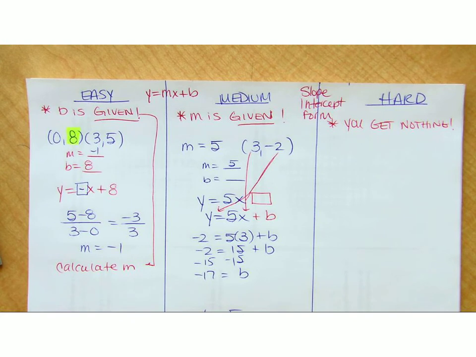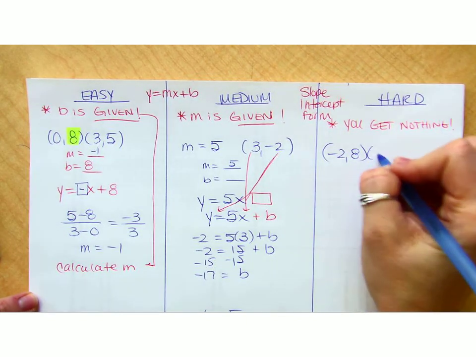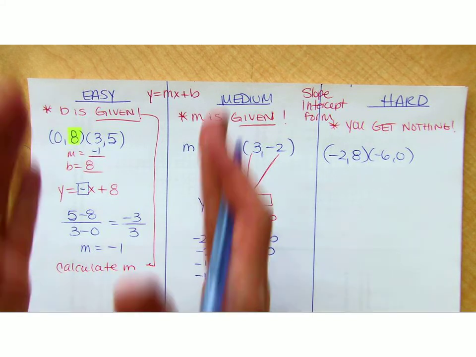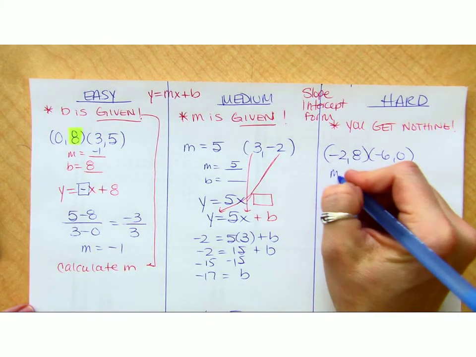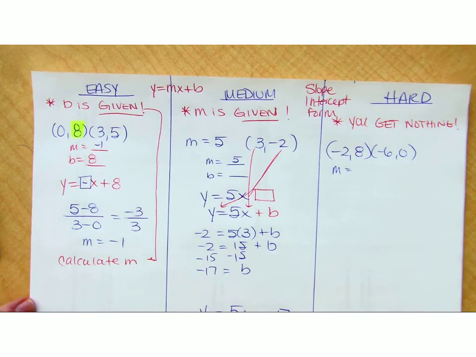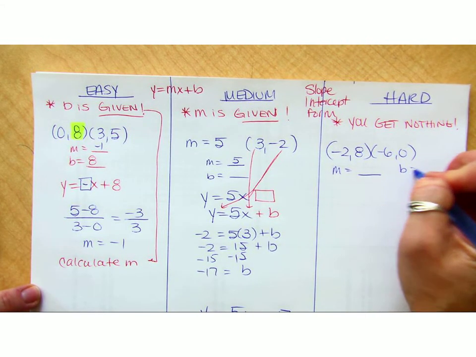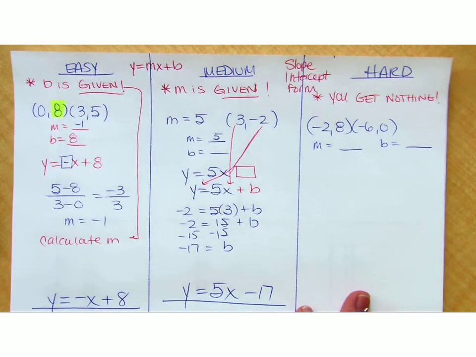The only thing you get is 2 points. That's all you get. But because you are resourceful and you already know what to do, you know how to find slope, and now, according to the medium problem, you know how to find B. You just got to do them both. So you're looking for M, you're looking for B, so it's not really hard, it's just more. Agreed? So where would I start with this problem?